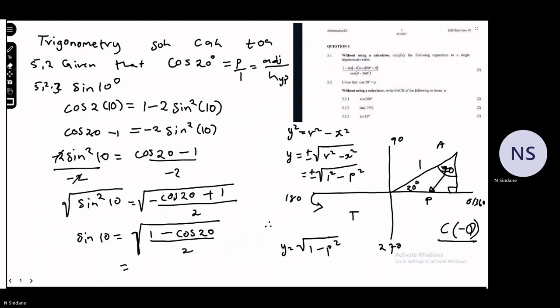This will be, okay, square root 1 minus, what is this? This is p over 2. That is my solution, right? Hope that makes sense. Now, that is how I was going to do that question if I was in grade 12. Let's move to the next question.